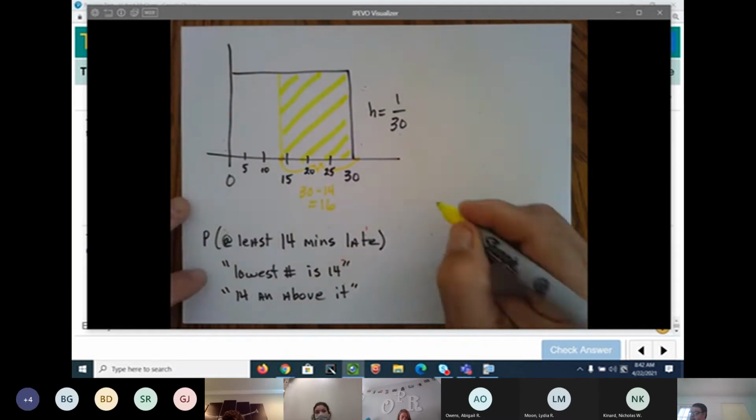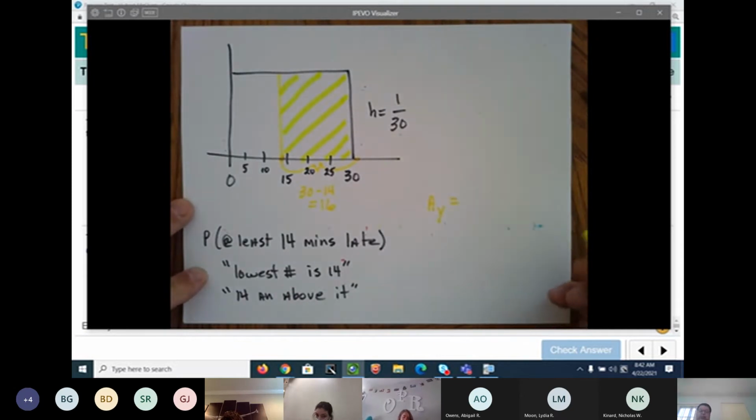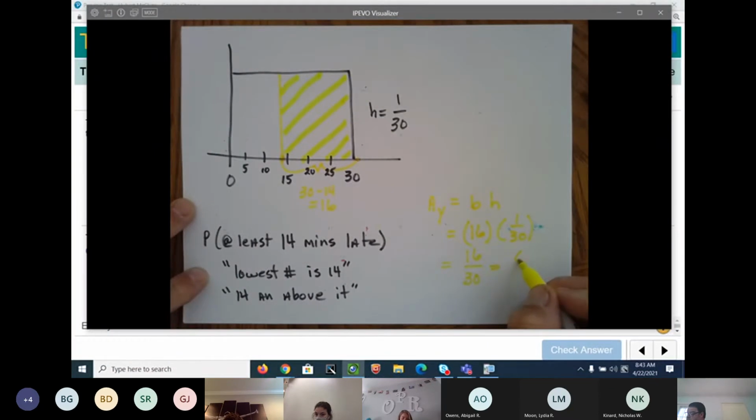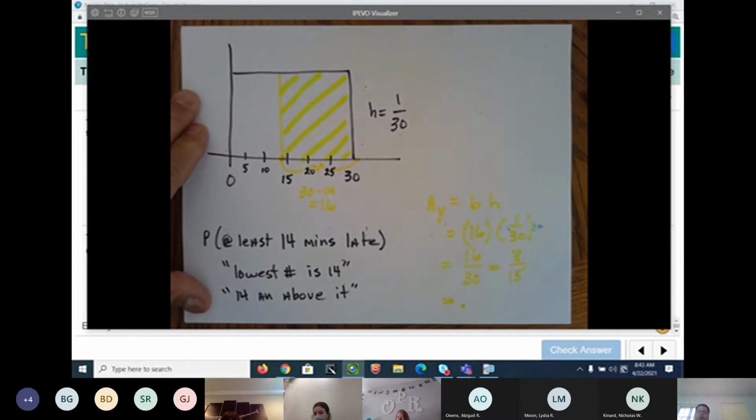So the area of the yellow region is equal to base times height, and that's equal to 16 times 1 over 30, which is equal to 16 over 30, which is equal to 8 over 15. And I need somebody to give me four decimal places for 8 over 15, please. Point what? It's 0.5333.